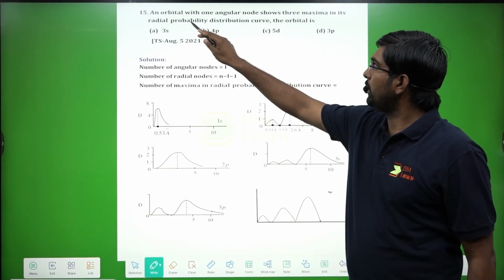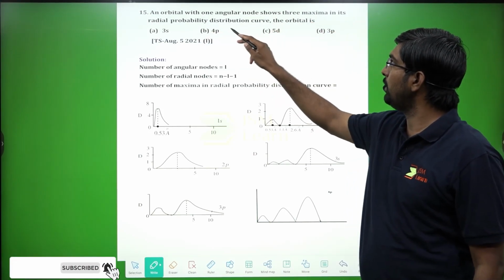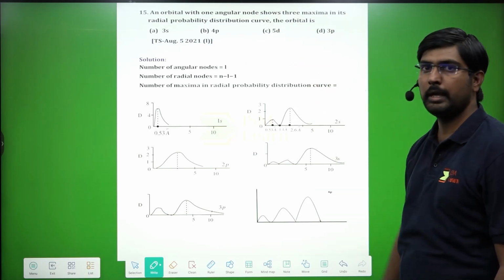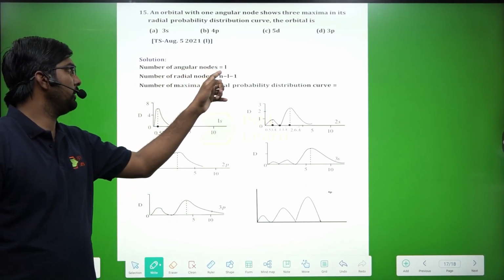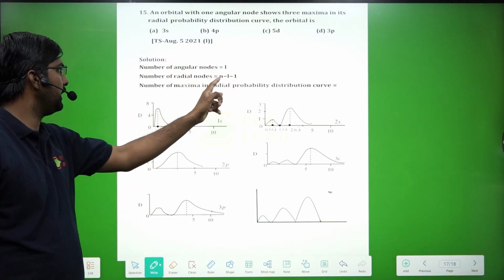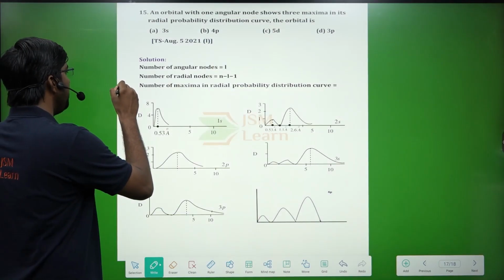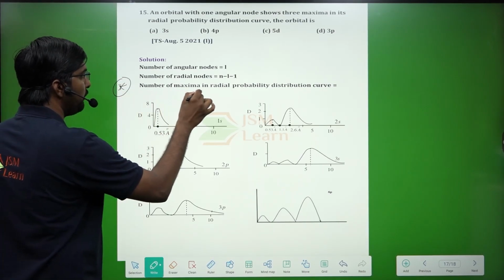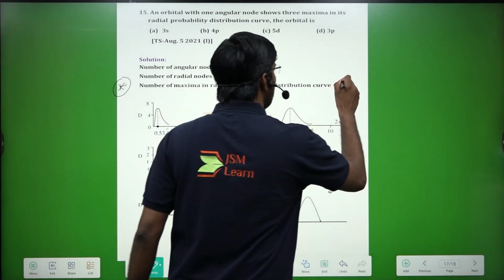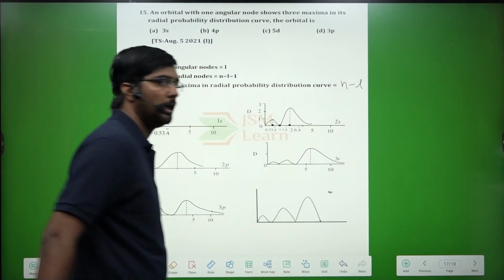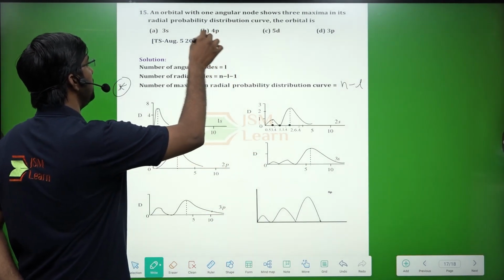Next, an orbital with one angular node shows 3 maxima in its radial probability distribution curve. The orbital is? Just now we discussed number of angular nodes equal to L and number of radial nodes equal to n minus L minus 1. And here, this is very, very important. Remember this: number of maxima in the radial probability distribution curve equal to n minus L. See, these are the diagrams.